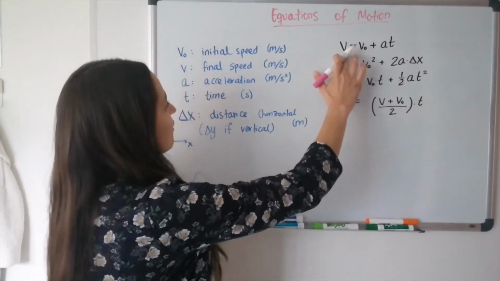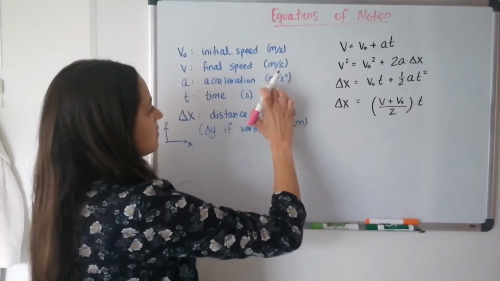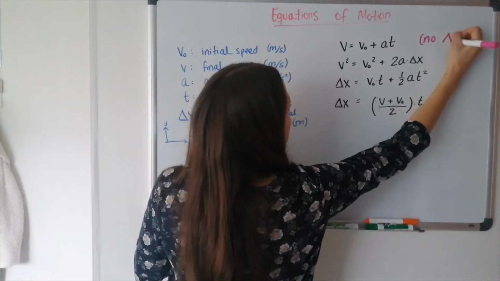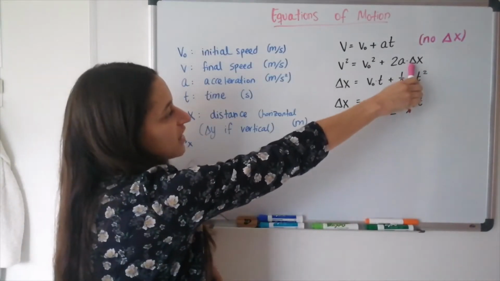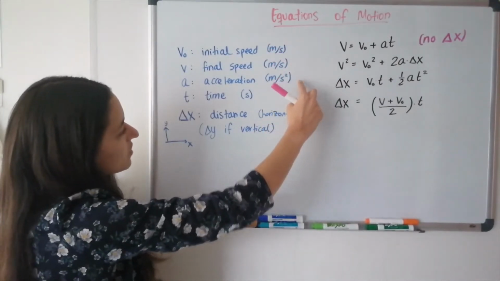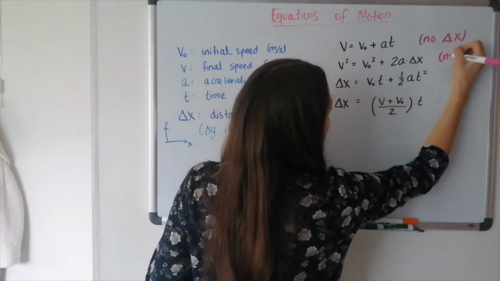So in the first one, we have v, we have v0, we have a, and we have t, but there's no distance. So this equation does not include any delta x. This second equation has delta x, and it has v, v0, and a, so it has this one, this one, this one, and this one, but it doesn't have time. So this equation has no time.